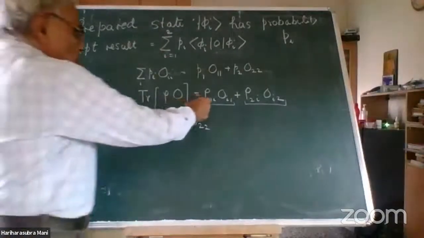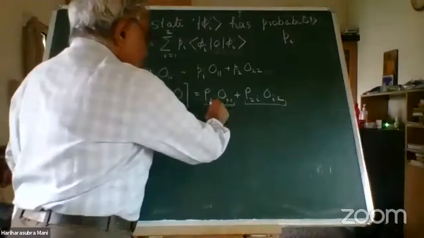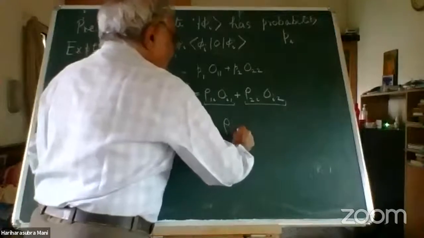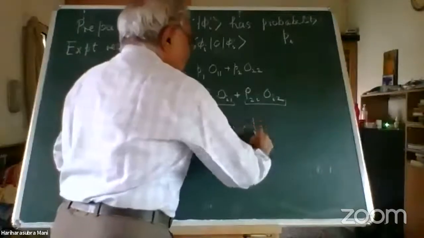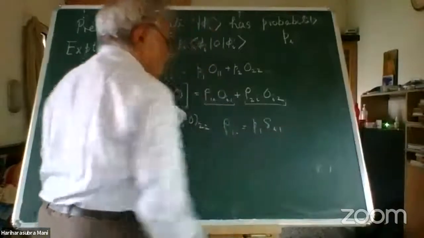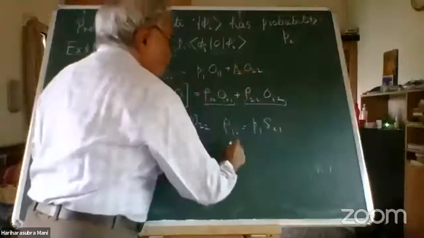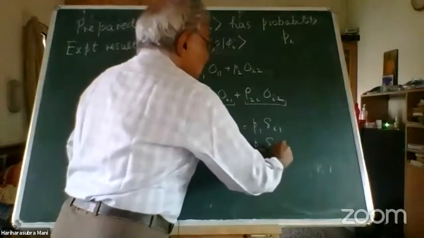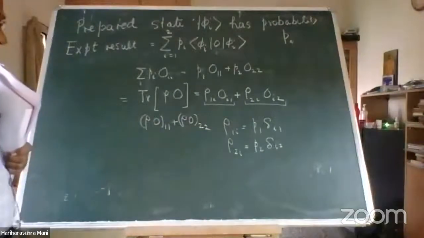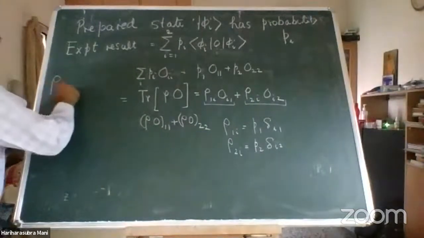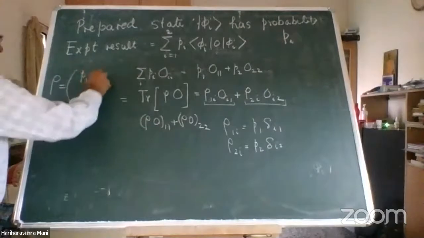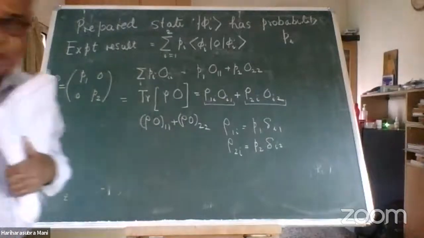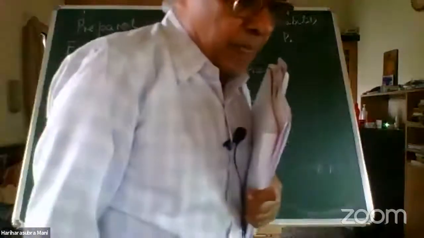So I compare these two. My rho here has only one component. So rho_1i is P1 delta_i1. I compare these two. I get rho_2i equal to P2 delta_i2. So my rho, the density matrix in this simple case, is P1, 0, 0, P2. This is the simplest form of the density matrix.